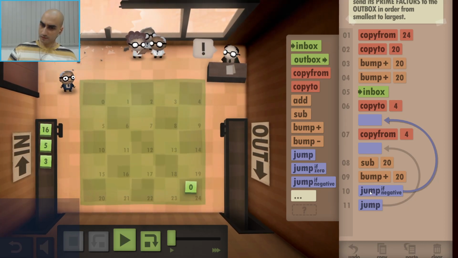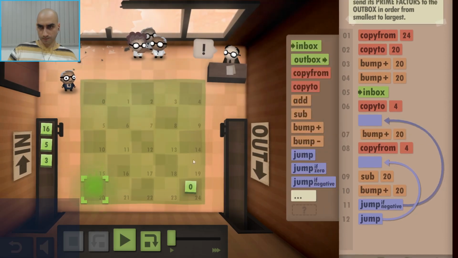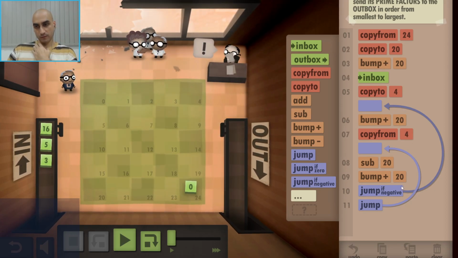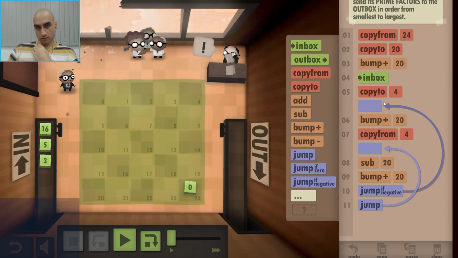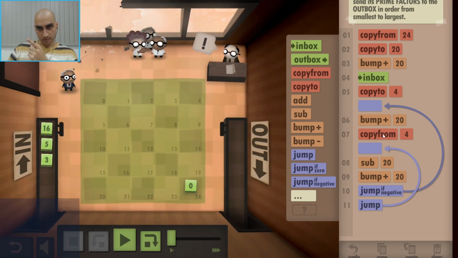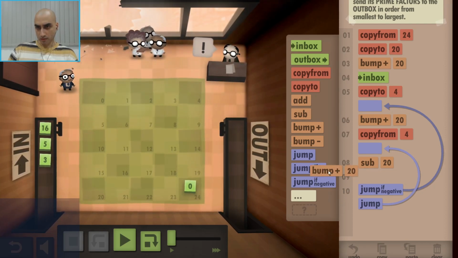Wait. Let's say we start from 1. So the first bump we'll put it at 2. Okay, that works. Alright. If it's negative, we'll then move on to the 3. Pick up our number, try and subtract repeatedly. Wait, why is that bump there? Oh, okay, take that out.